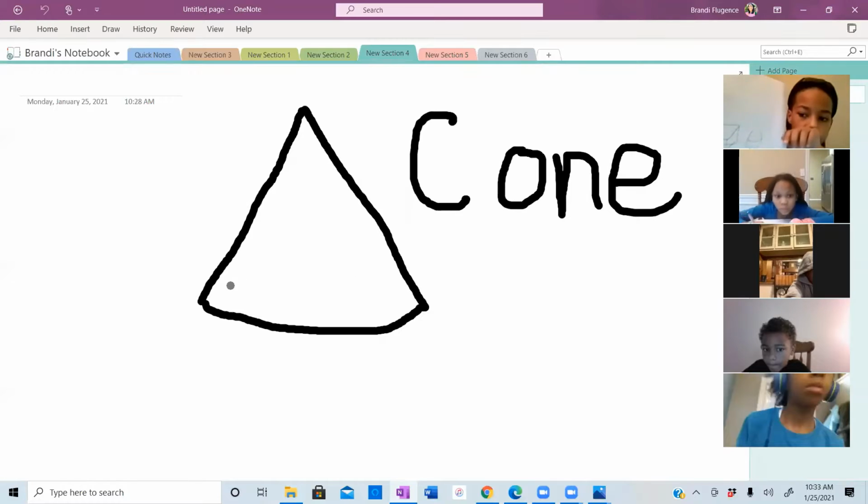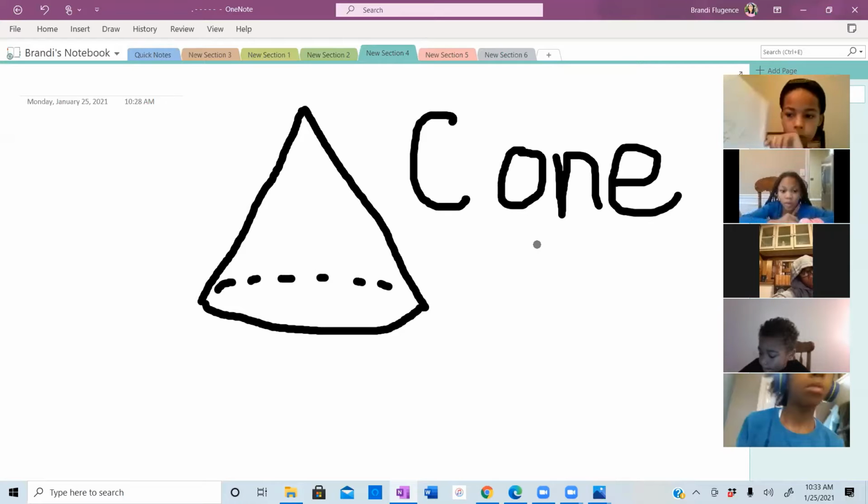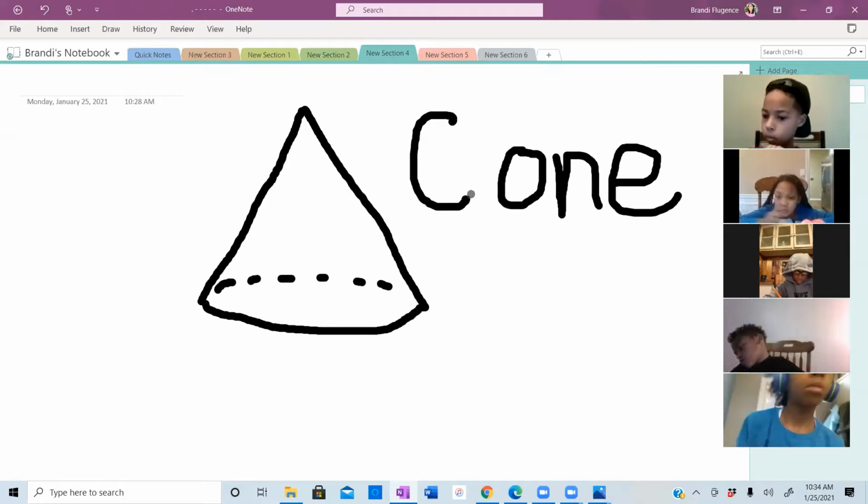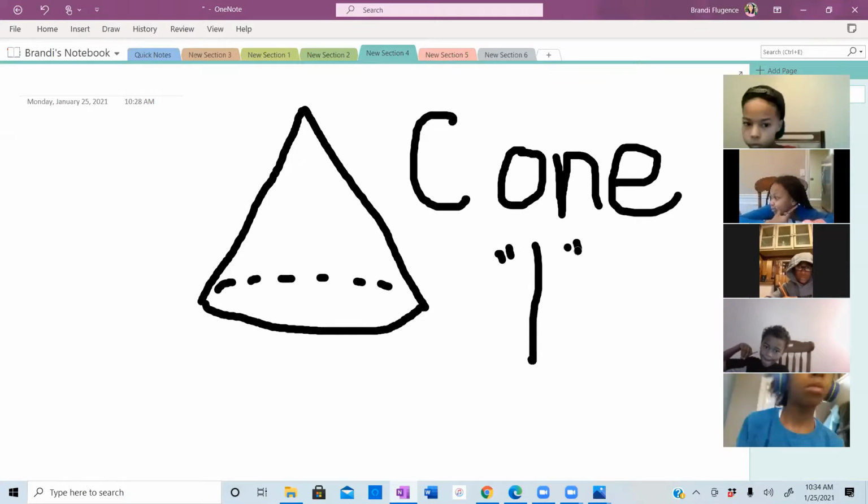Okay, so let me go back over it. So this was a cone. This was our cone. My cone is bad. I think I made mine a little too big. A cone has 1 face. The bottom, that base part. So let me put it right here so that you can know. A cone has 1 face.